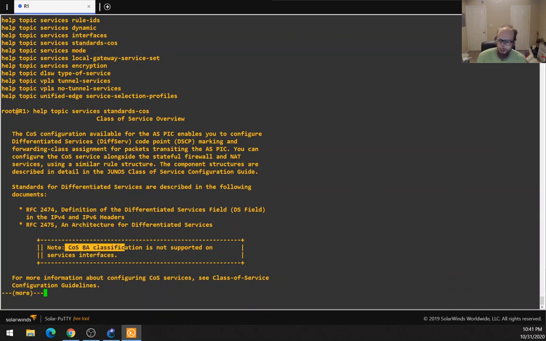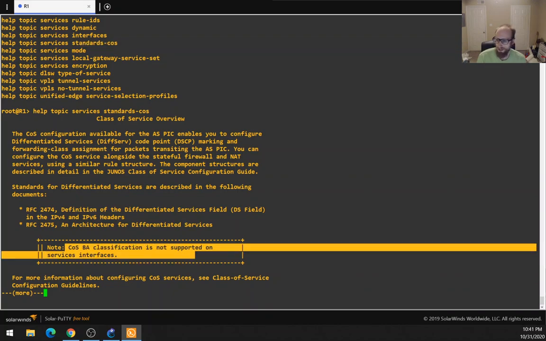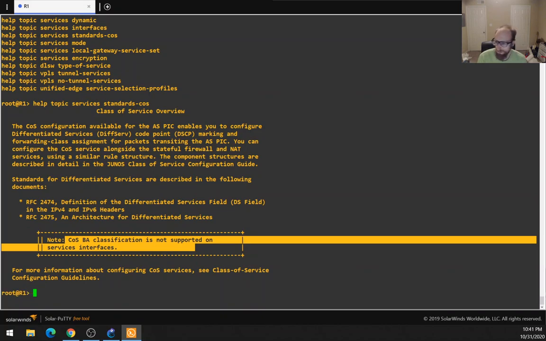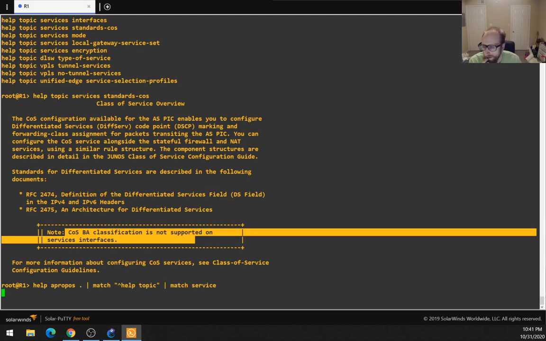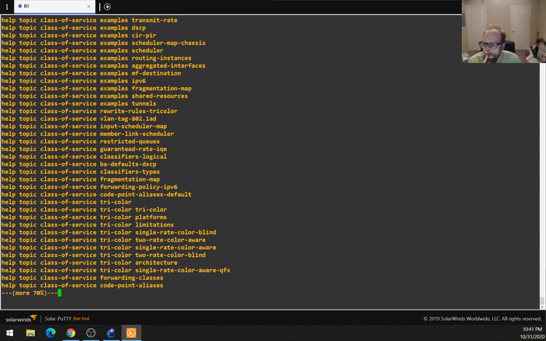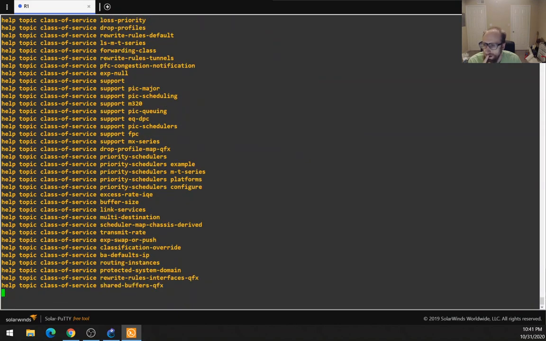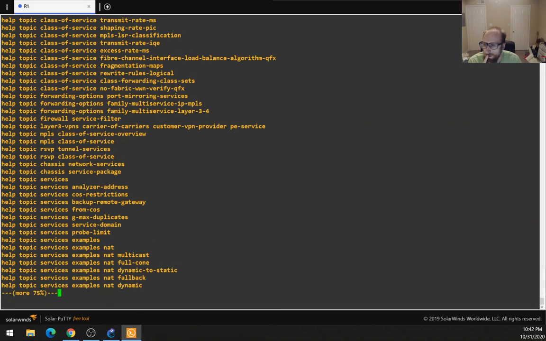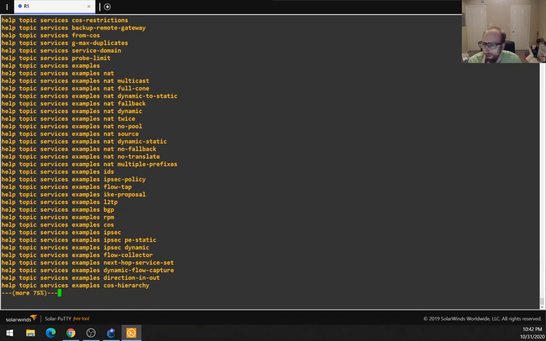CoS BA classification is not supported on services interfaces. For more information about configuring CoS services, okay, so the first one I read seemed okay, but I think it's time to switch over to Google.